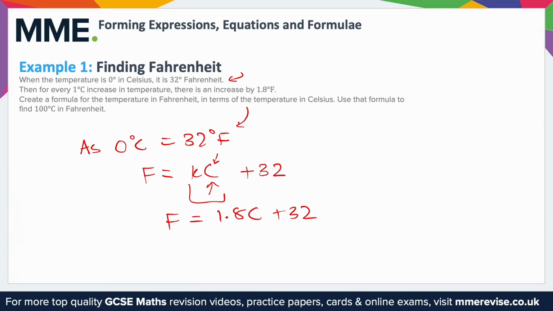So if we want to find when C is 100 degrees, we just need to sub in 100 for C here, and that gives us 1.8 times by 100 plus 32, and remember that's F for the temperature in Fahrenheit. 1.8 times 100 is 180, so 180 plus 32, which is 212 degrees Fahrenheit. So you can see we can quite easily create formulae and use these to find unknowns.